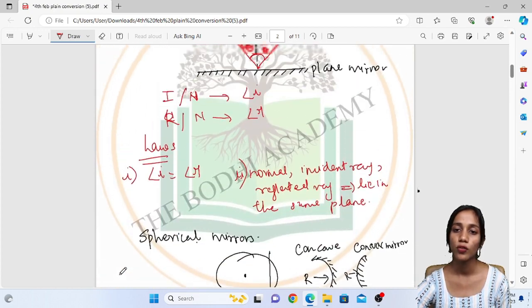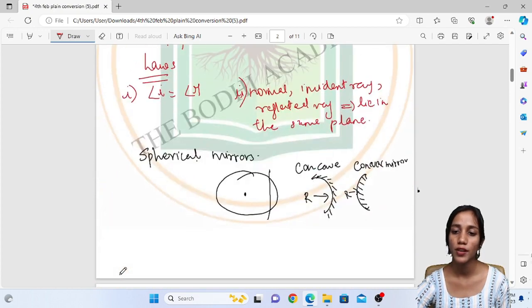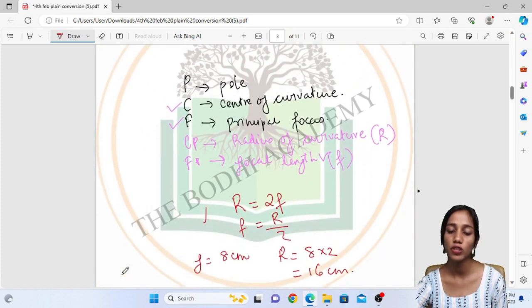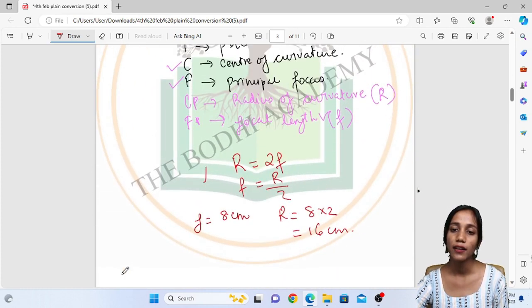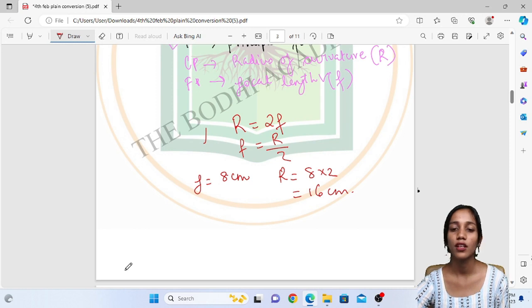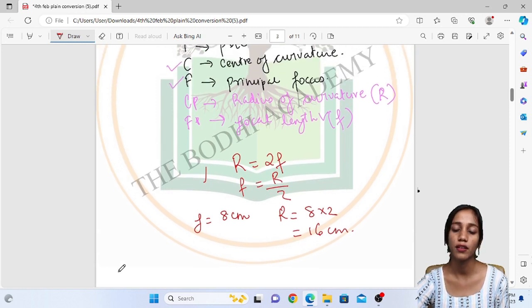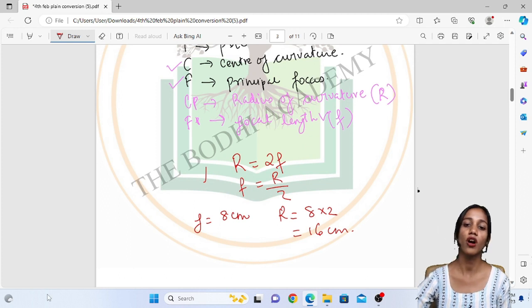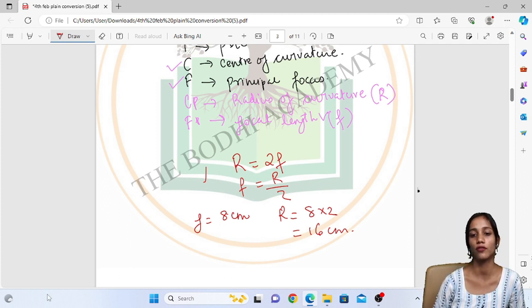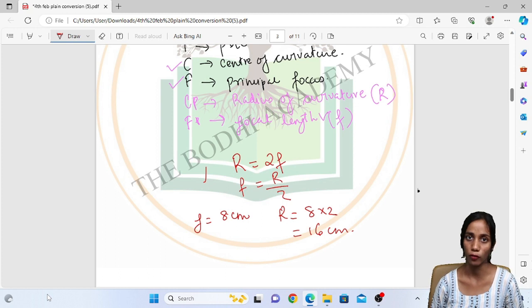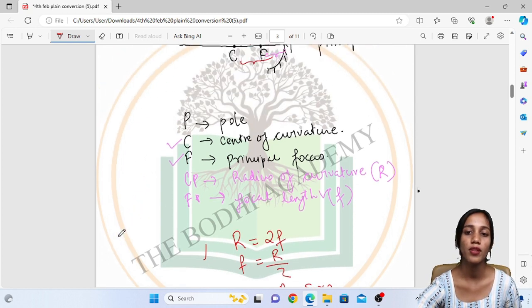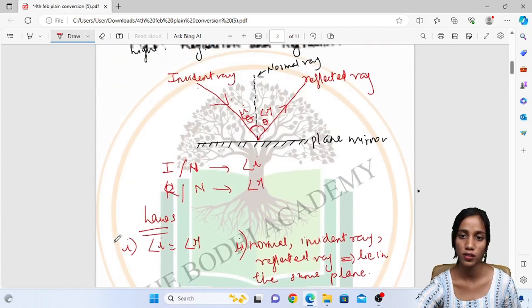So we have seen what a plane mirror is, what spherical mirrors are, the different measurements of spherical mirrors, and the formula connecting the radius of curvature and the focal length, which is R equals 2f. In the next video we will be studying the principal focus of concave and convex mirrors.